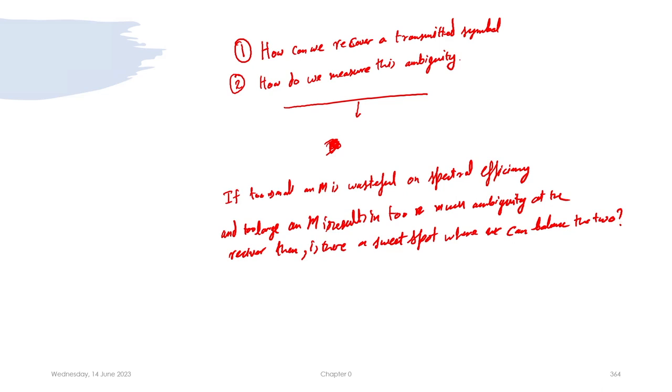These are the three questions that we seek to answer. We will continue in the next lecture by answering the first of these three questions, and then we'll move on to the second and the third. So we stop here, and we will continue with how to recover a transmitted symbol in the next lecture.